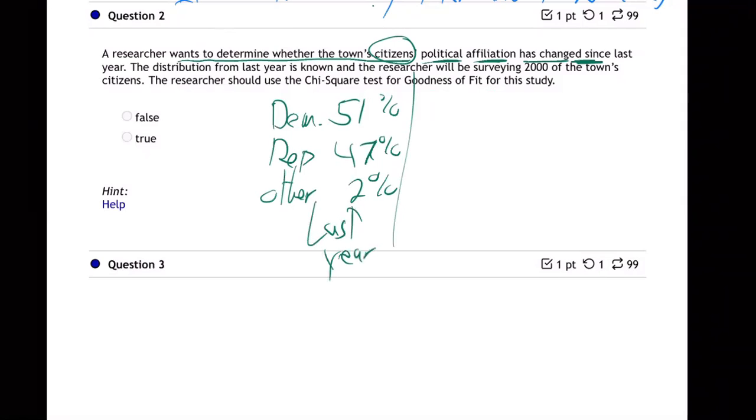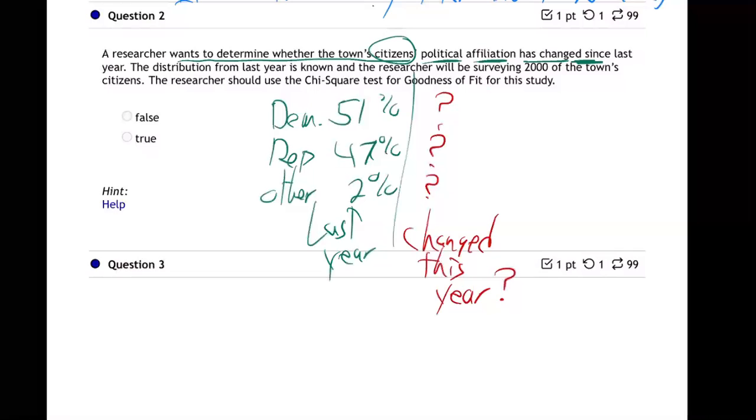And then he's wondering, in the new year, has it changed this year? That's the question. Has it changed this year? Has the percentage changed? Well, what is that? What kind of test is it? So if you want to know if the percentages for the political views for a town has changed, what kind of a test is that?